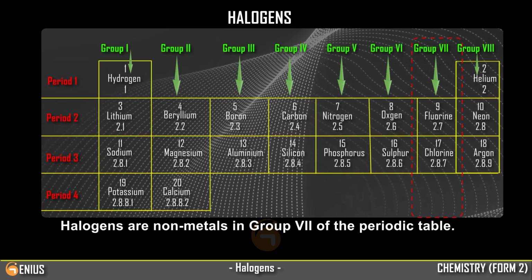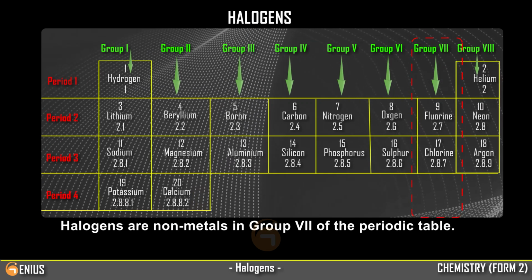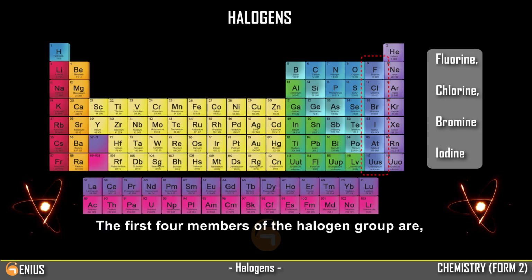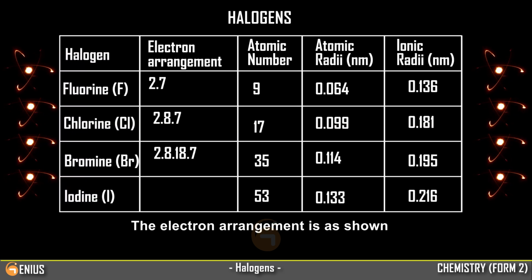Halogens are nonmetals in group 7 of the periodic table. The first 4 members of the halogen group are fluorine, chlorine, bromine and iodine. The electron arrangement is as shown.